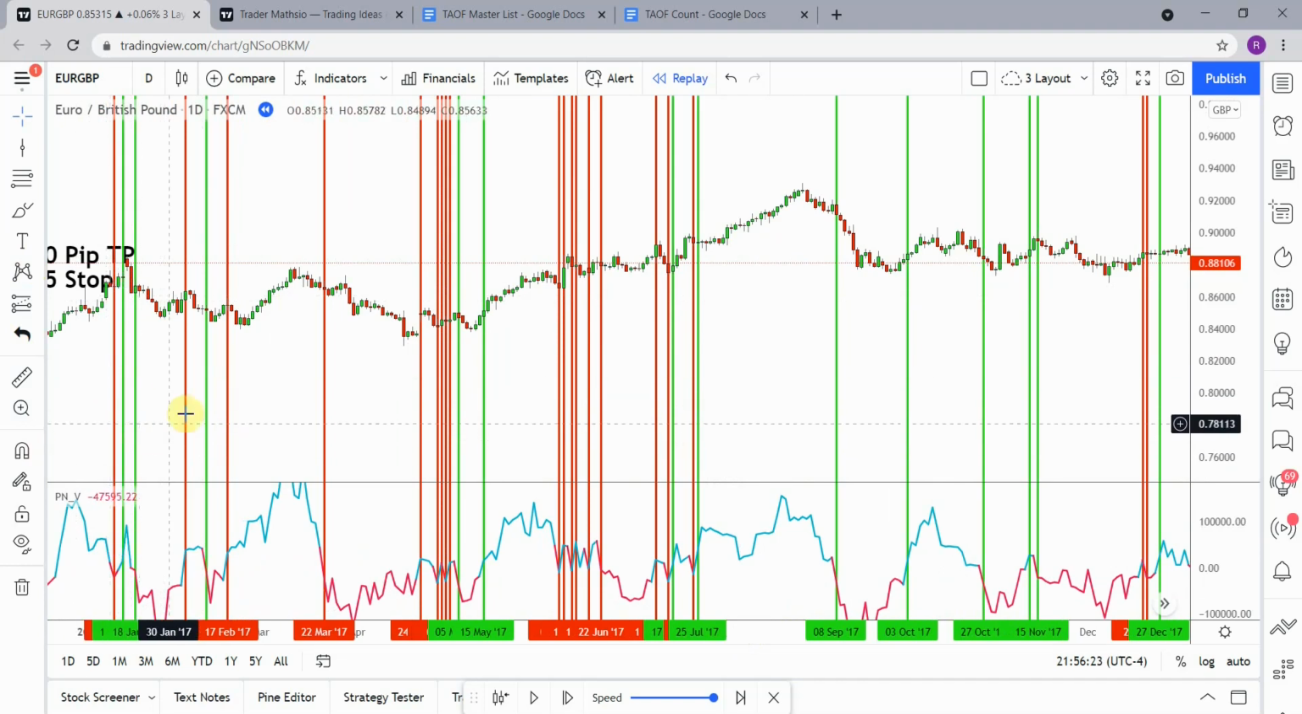We got 1, 2, 3, 4, 5, 6, 7, 8, 9, 10, 11, 12, 13, 14, 15, 16, 17, 18, 19, 20, 21, 22, 23, 24, 25, 26, 27, 28, 29, 30, 31, 32, and 33. So we have 33 trades altogether. And we have 13 winning trades.